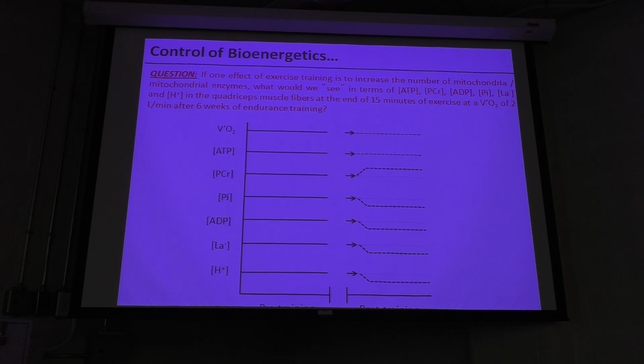Again, I harp on that because this is a hard thing to interpret if you're exercising at 2 liters a minute of VO2 pre and 3 liters a minute post. You haven't standardized the stimulus. So when we're evaluating this, it's at the same VO2, it's at the same ATP demand, it's at the same external power output. This becomes very important in clinical physiology.